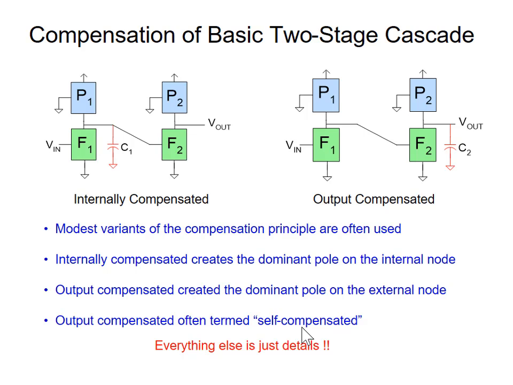So, let's look at compensation now of basic 2-stage cascades. This is how we're going to move the poles around to satisfy the pole spacing criteria or eventually to compensate the amplifier.